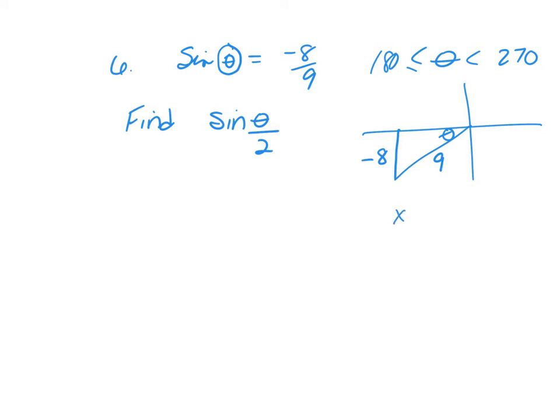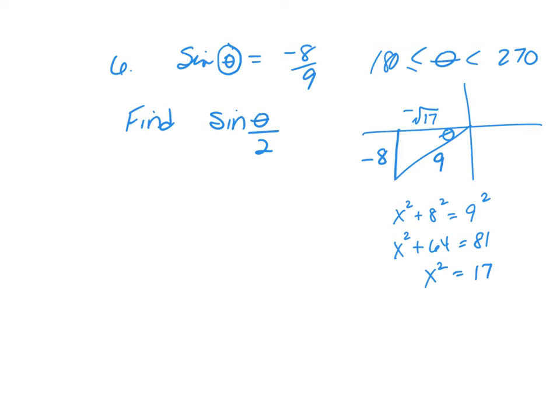So we have x squared plus 8 squared equals 9 squared. x squared plus 64 equals 81. x squared equals, what's 81 minus 64? 17. So x is square root of 17, which is also going to be negative, because when you plot that line going to the left, it's going to be negative.